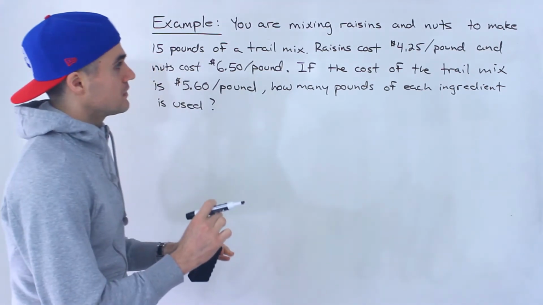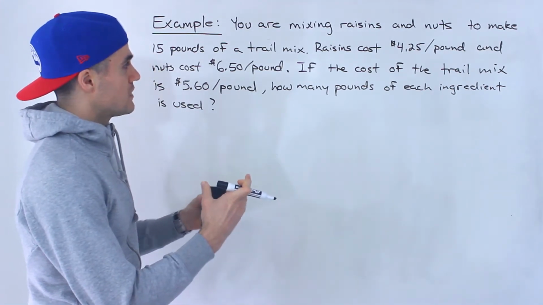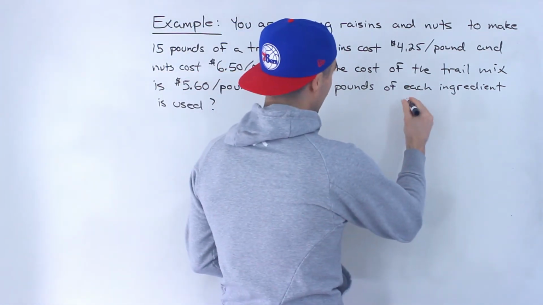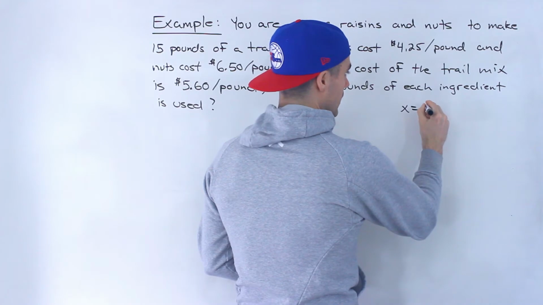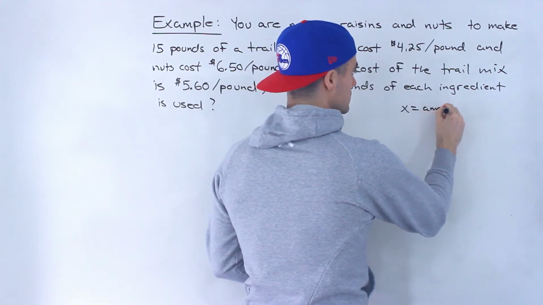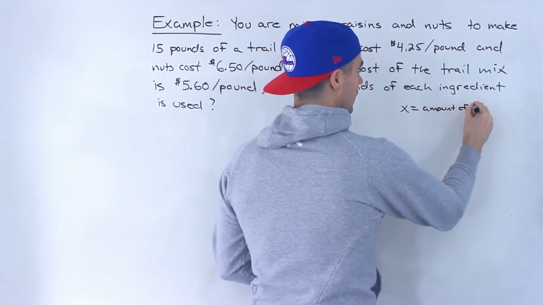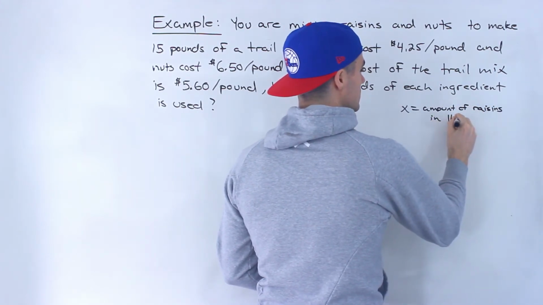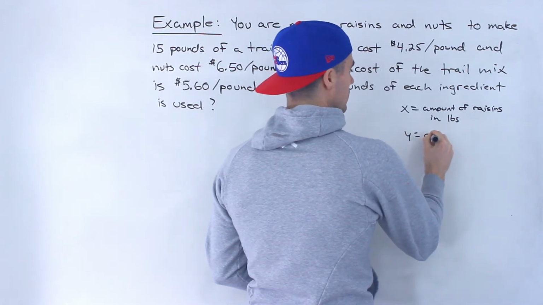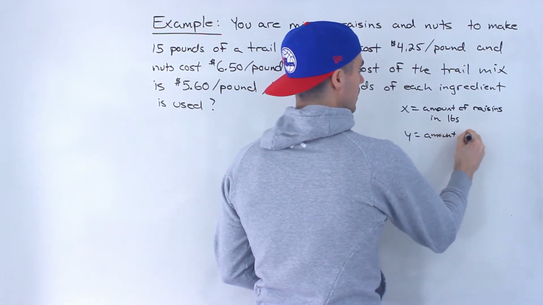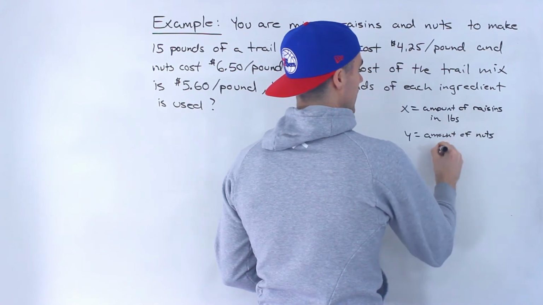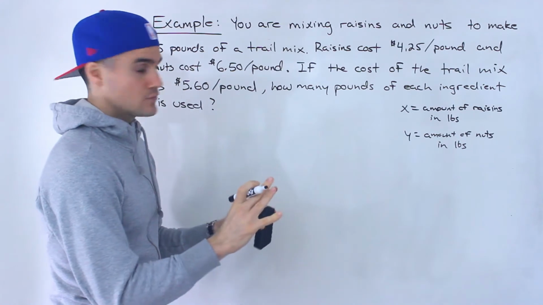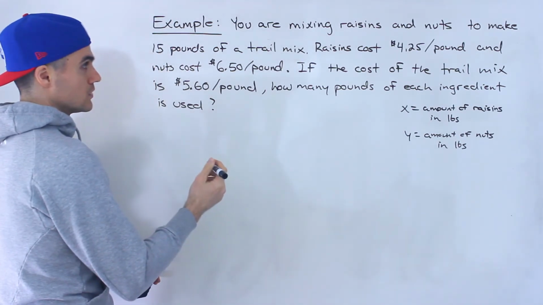So we're obviously trying to find the amount of raisins in pounds and the amount of nuts in pounds being used. So I'm going to let x equal the amount of raisins in pounds, and then I'll let y equal the amount of nuts in pounds. And so with those two new variables, we can create two equations.